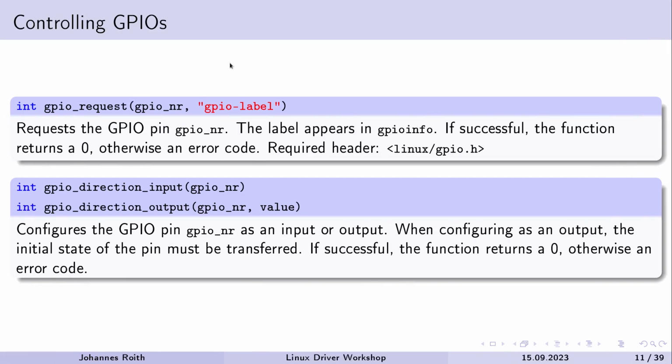Okay, so in case the request worked, if it's not already in use, we will get a 0 back, otherwise an error code. In order to use the gpio_request function, we need the header linux/gpio.h.